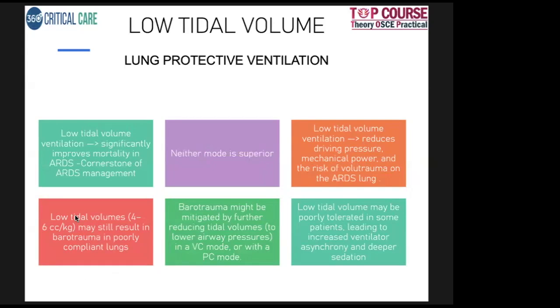And the low tidal volume, that is 4 to 6 ml per kg, may still result in barotrauma in a poorly compliant lung. Okay, this barotrauma might be mitigated by further reducing the tidal volumes in a volume control mode or in a pressure control mode. The lower tidal volume may also be poorly tolerated in some of the patients, leading to an increase in ventilator asynchrony and the requirement of deeper sedation.